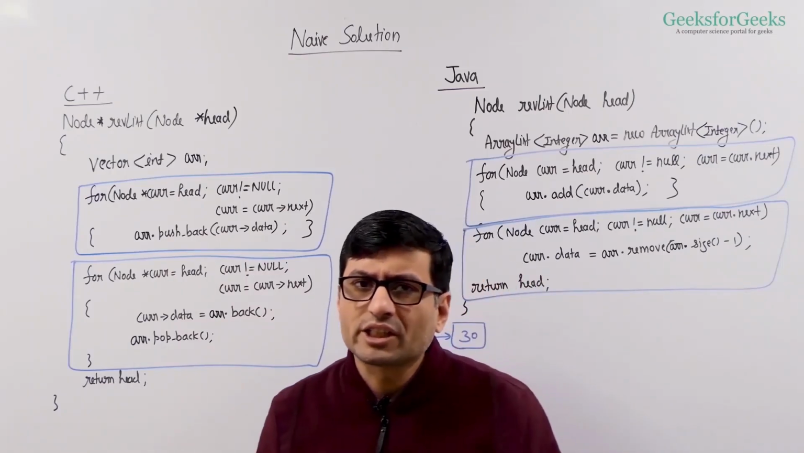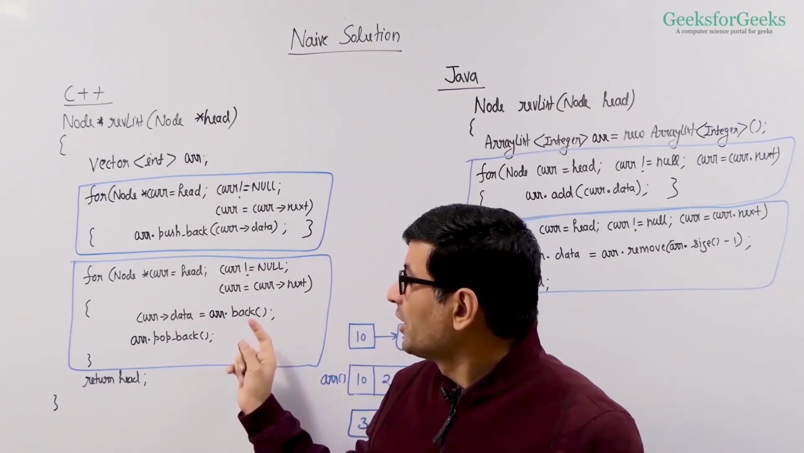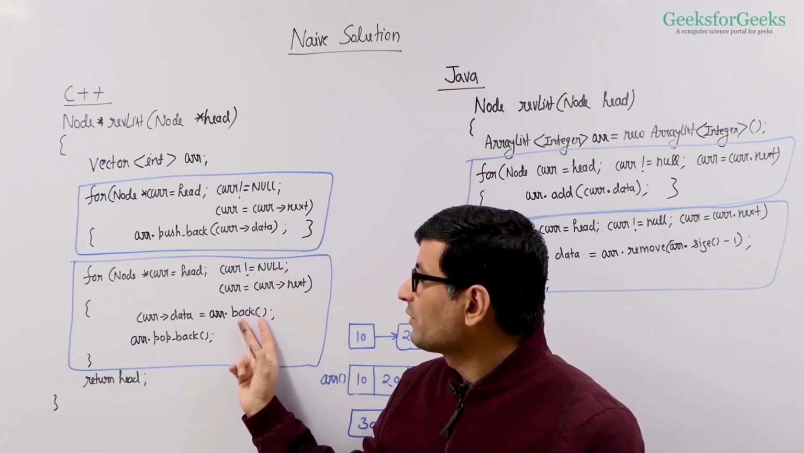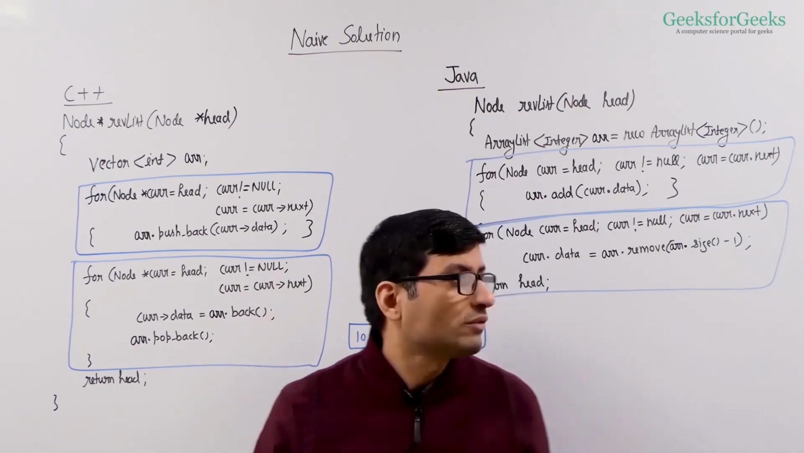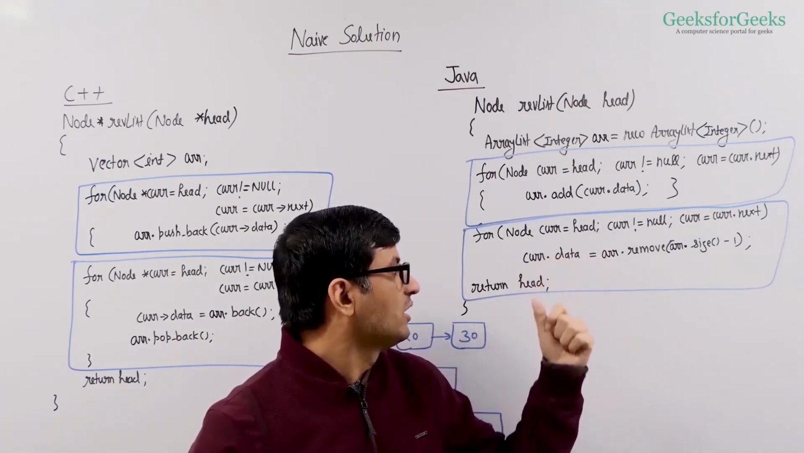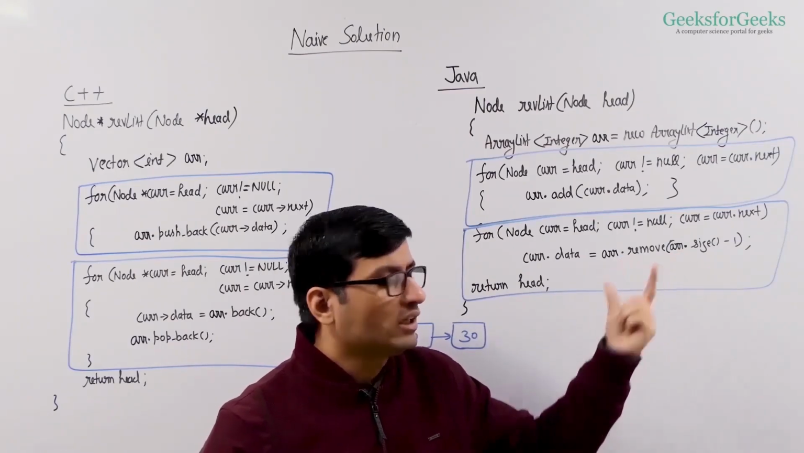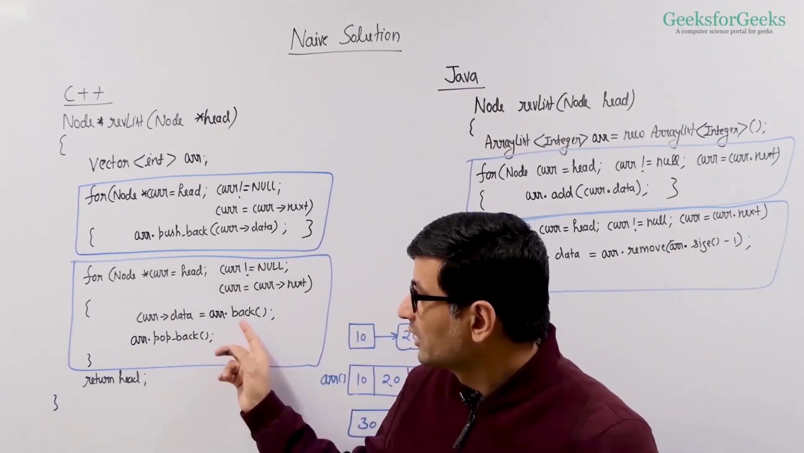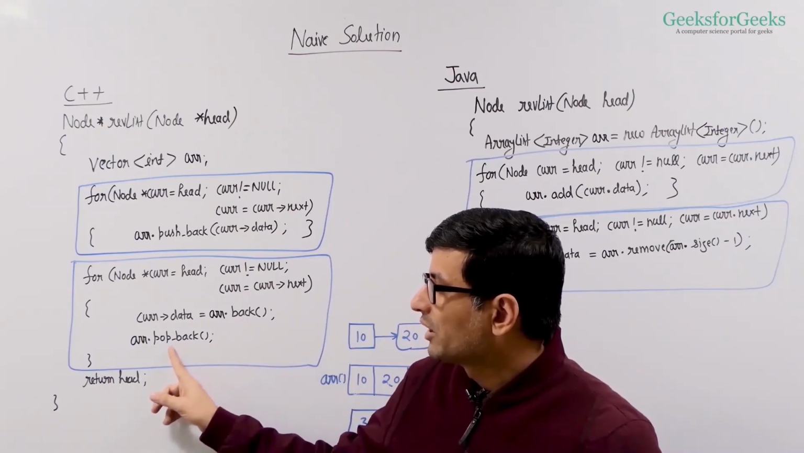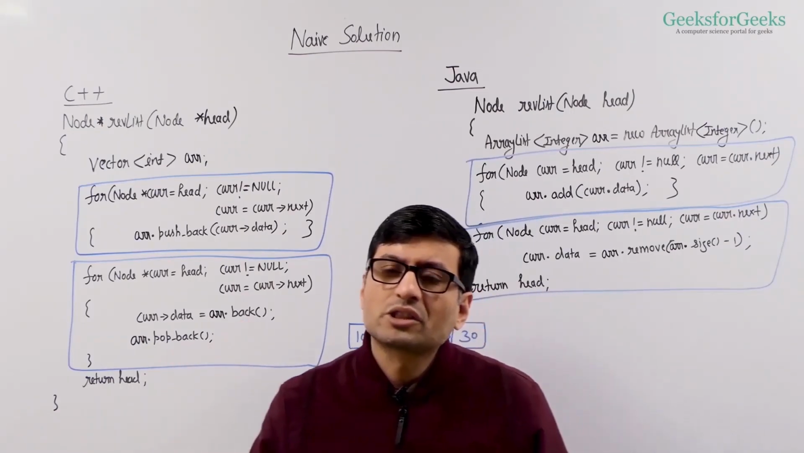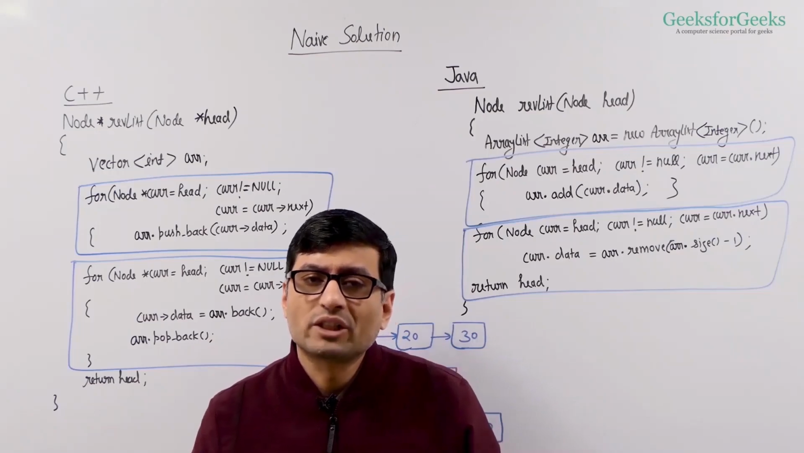Now we traverse this linked list again, and what we do this time, we copy the last item of vector or last item of array list into the current node, and then we remove the last item, right? So this can be done in one line in Java, and we have written 2 lines here in C++. We first get the last item, then we remove the last item, right? So this is how we get the reverse linked list.